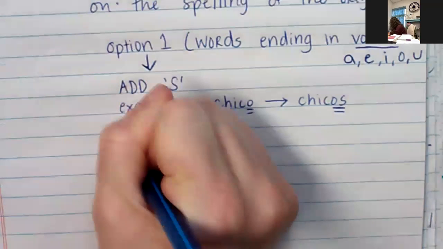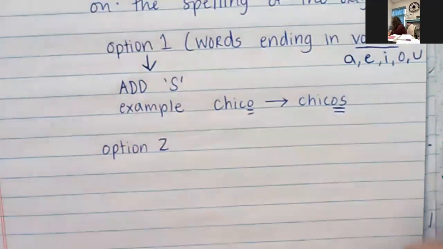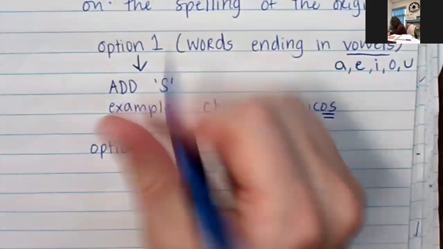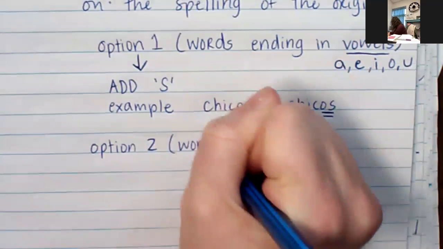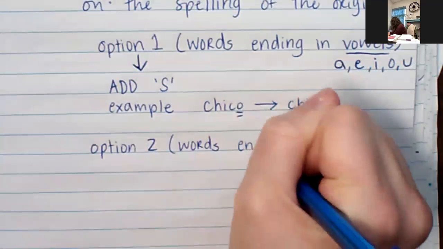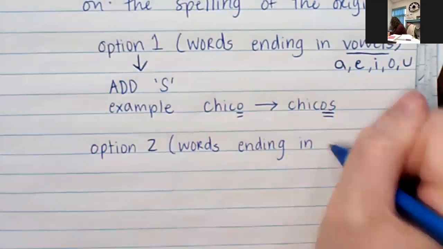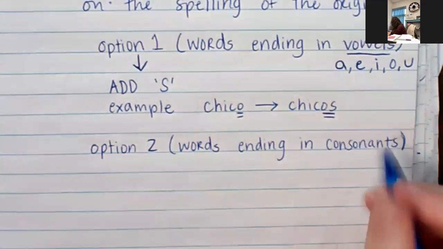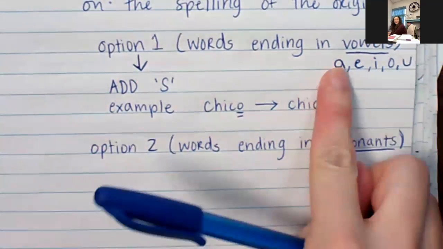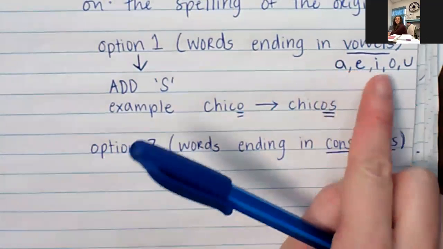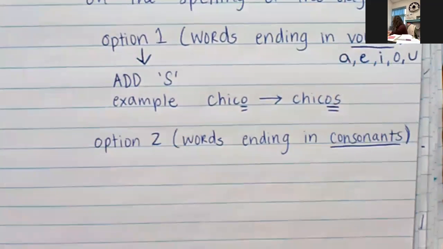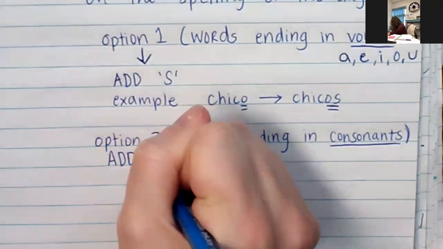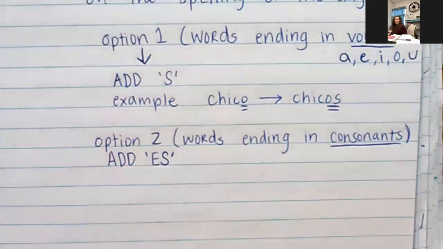And then option two, it's going to be the opposite of this. So if we're not talking about words ending in vowels, this is going to refer to words ending in consonants. So consonants are all the letters except A, E, I, O, and U. So instead of adding S, we are going to add ES.